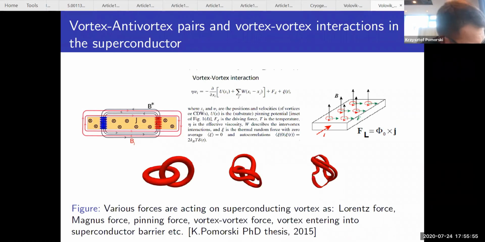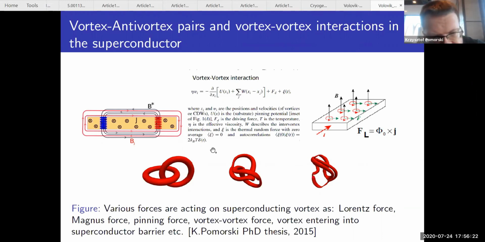So there's also some kind of thermal force, like a random force acting due to some random processes in the superconductor taking place. So all in all, you can construct such particles, but these particles can have very peculiar properties.